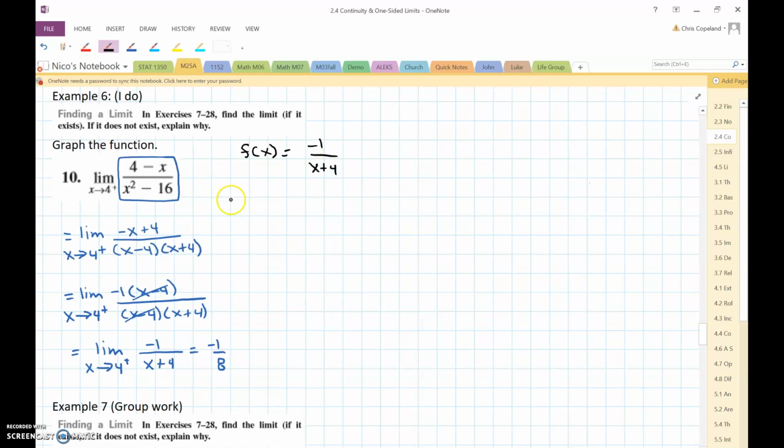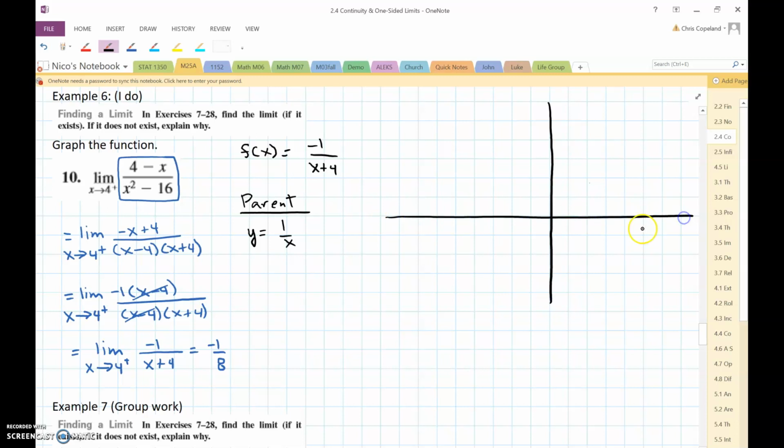Okay, so you have to think about the parent function of this function. So the parent function is just the simplest form of this function. So let's look at the function y equals 1 over x. That would be the reciprocal function. Okay, so the reciprocal function would look like this.